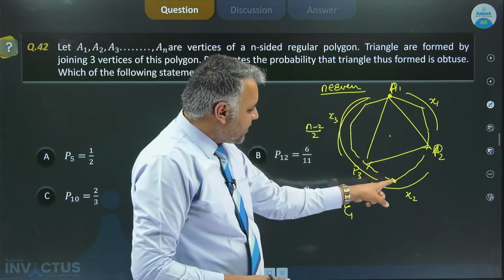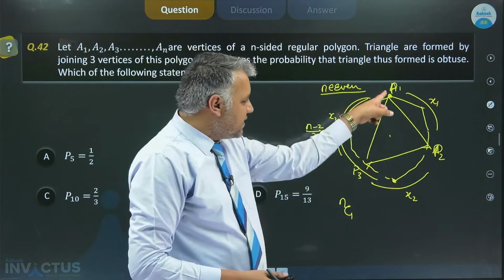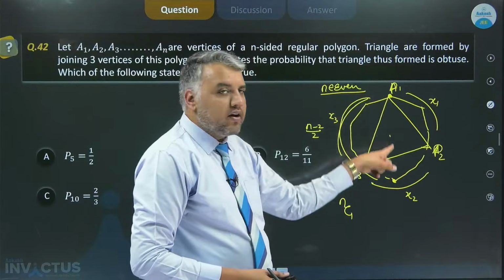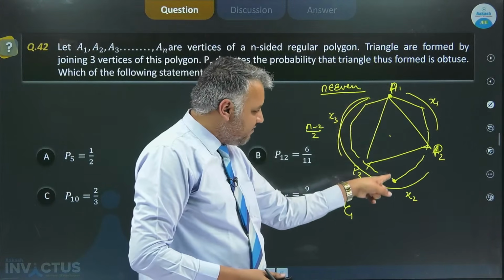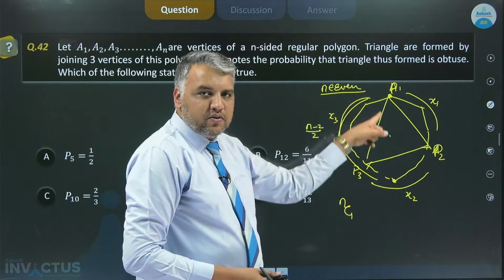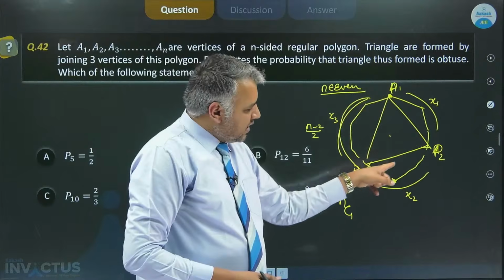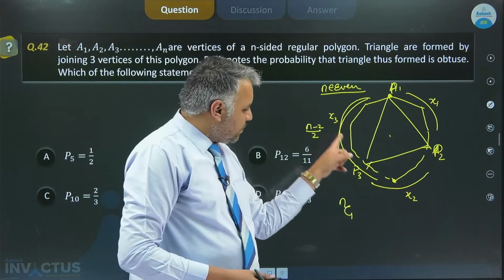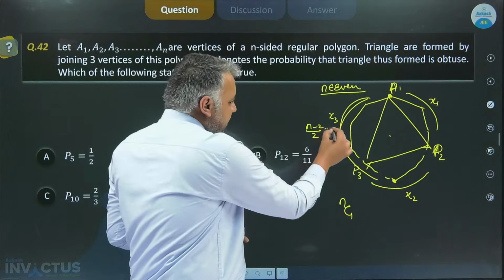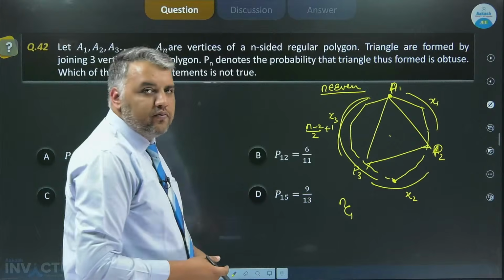And we cannot select the vertex corresponding to P1 also, because otherwise the triangle will be a right angle triangle. This is just opposite to P1, so this line will pass through the center. So this will be one of the diameters of the circle, and the triangle thus formed will be a right angle triangle. So we have to ignore this vertex also, so plus 1. So we have to ignore this many vertices, and this is n by 2.